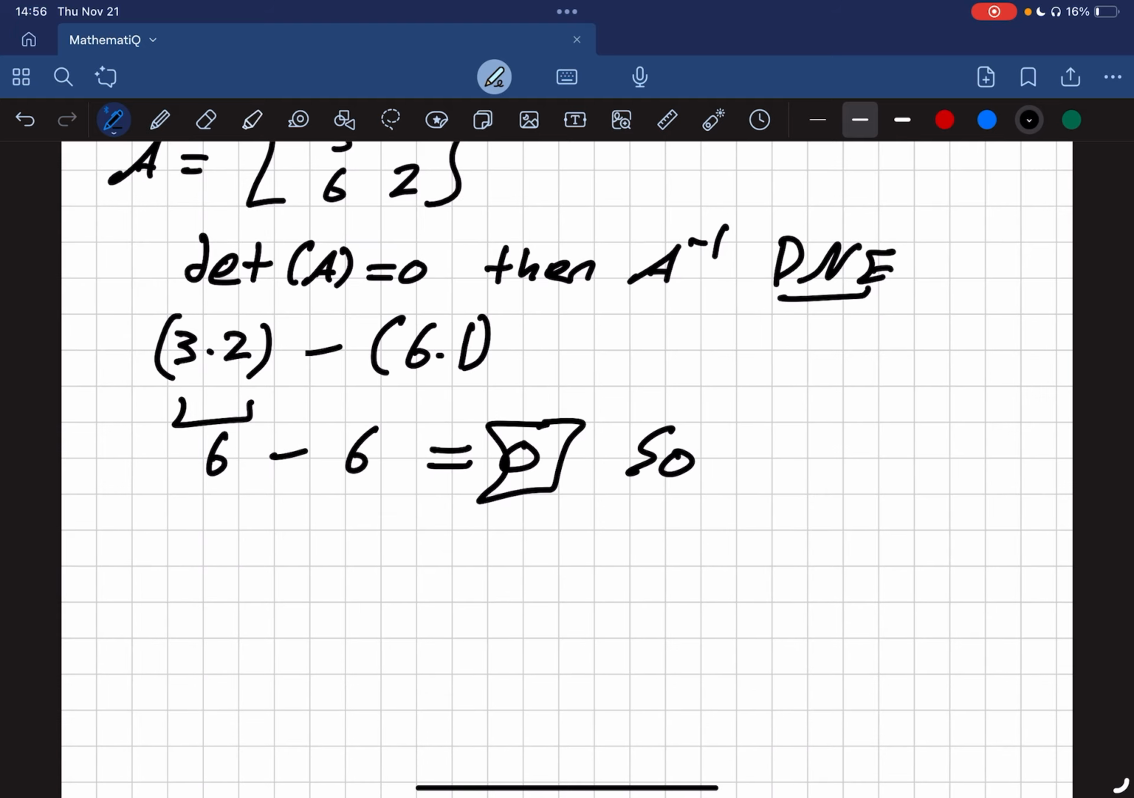So the inverse of A does not exist. And that sums up finding the inverse for a 2 by 2 matrix.